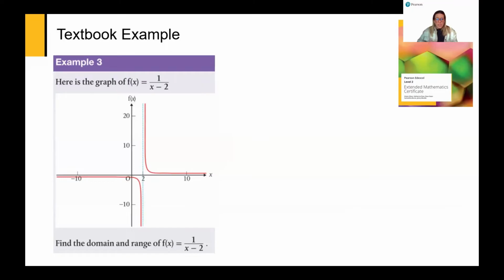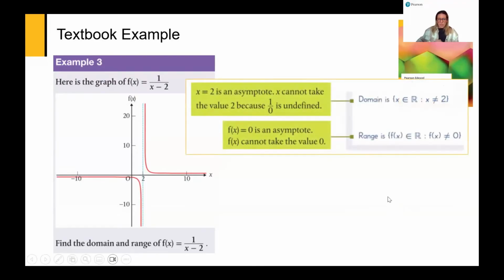So here's the graph of f of x equals 1 over x minus 2. It's given us the graph, and it says to find the domain and the range. So obviously we can see x equals 2 as an asymptote. Students should know through their GCSE study that x cannot take the value of 2 because we can't divide by 0, it's undefined. And so the domain is all real numbers, but x cannot equal 2. So the notation there, practicing that accurate notation.